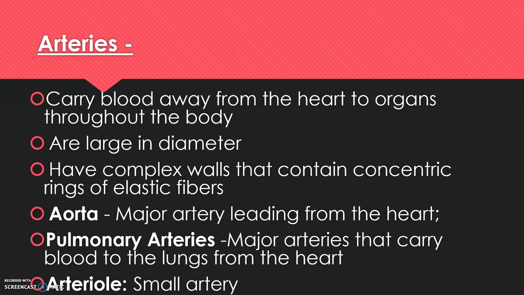The aorta is the major artery that leads from the heart that supplies the blood to the body. Pulmonary arteries are the arteries that carry blood to the lungs from the heart. And then we have arterioles. These are the small arteries. Arterioles branch into smaller vessels, and these walls lack elastic fibers, but they have a lot of smooth muscle cells.